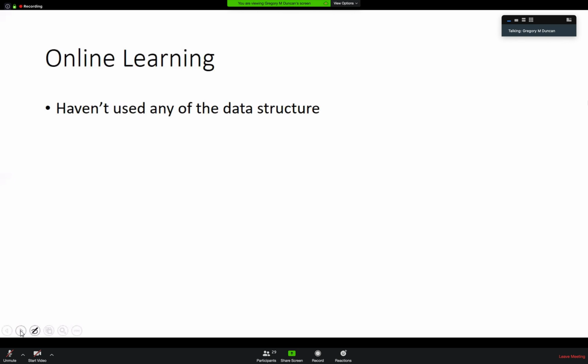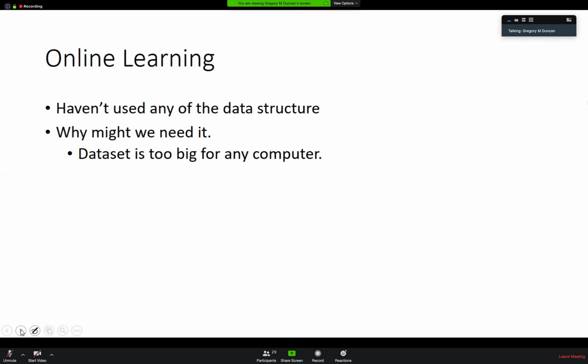Online learning. So far we haven't used any of the structure of the data whatsoever. We just do it all at once. Here's why we might need it. The data set is too big for any computer, so we can't get the data into a computer.